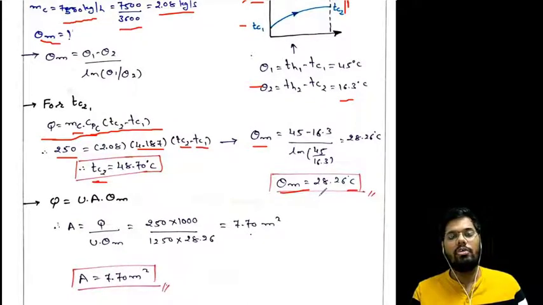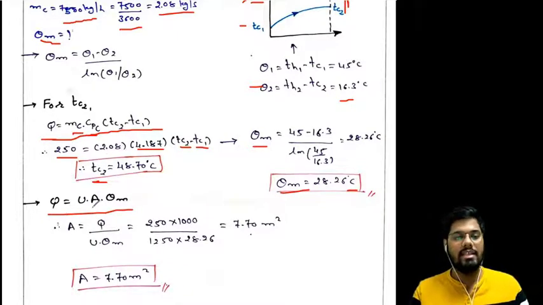Now we need to find out the area. So we know the final equation from the heat exchanger analysis, that Q is equal to U A theta m. We know the value of the overall heat transfer coefficient. We have to find out the value of A. Theta m is 28.26 and Q is also given in the question, 250 kilowatt.